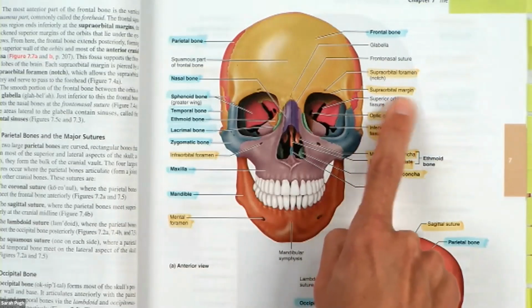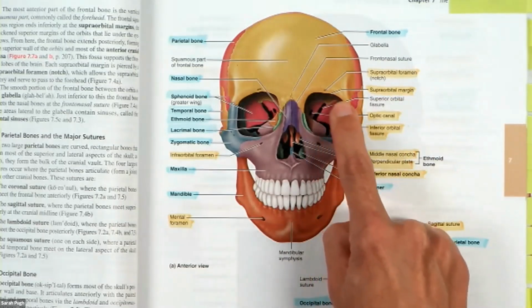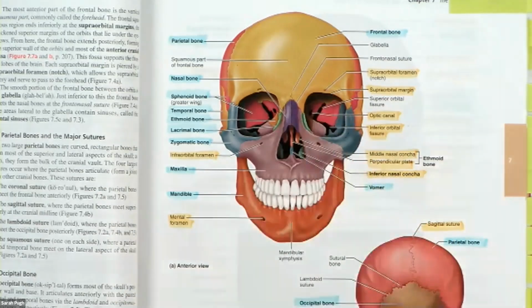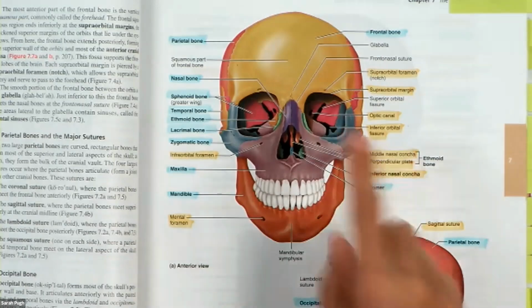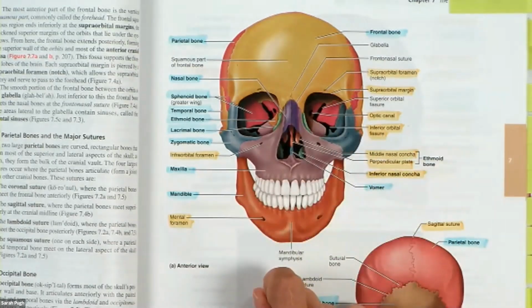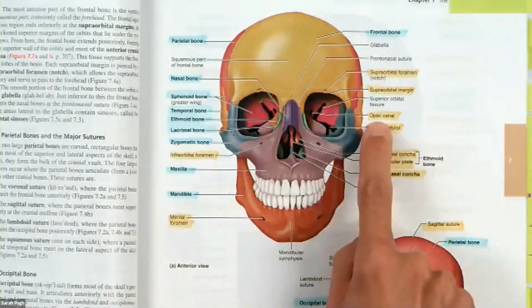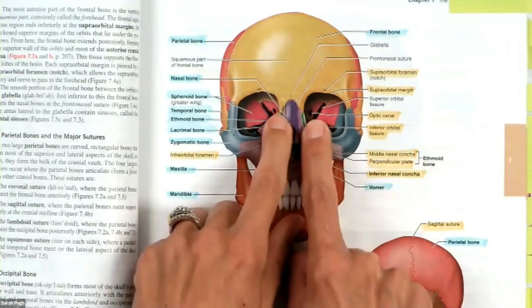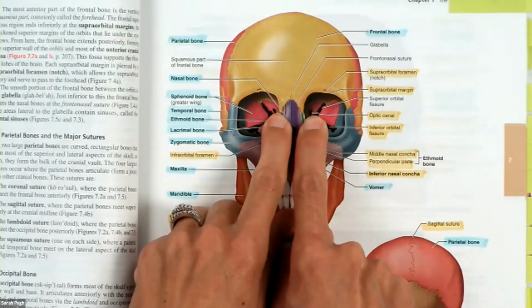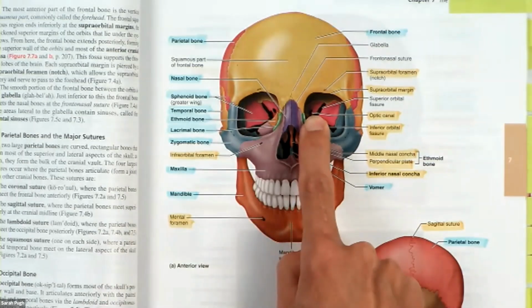Now the supraorbital margin is essentially this ridge of bone right at the top of the eye socket. You can feel this on yourself. It's usually right below your eyebrow. The optic canal, you'll see it in the skull. It is a hole in the very back of the orbital, and it is allowing the optic nerve to pass from the eyeball all the way back to the brain.